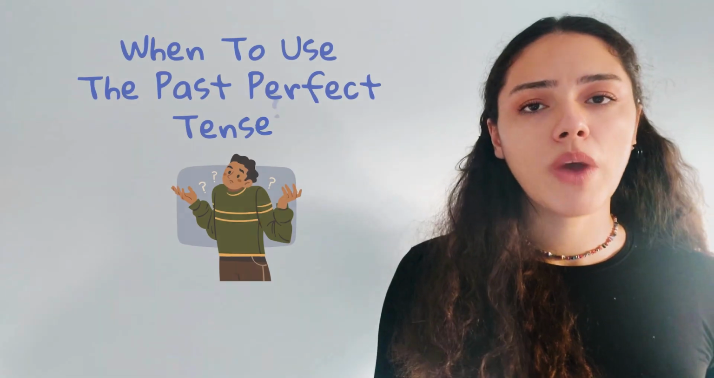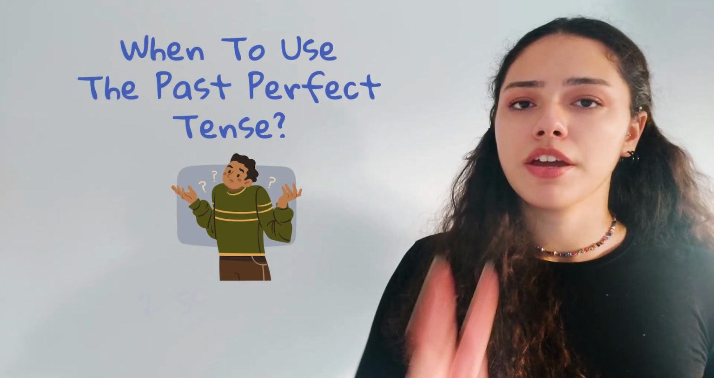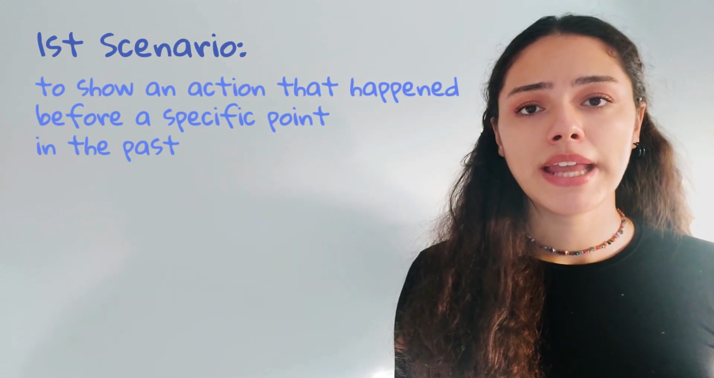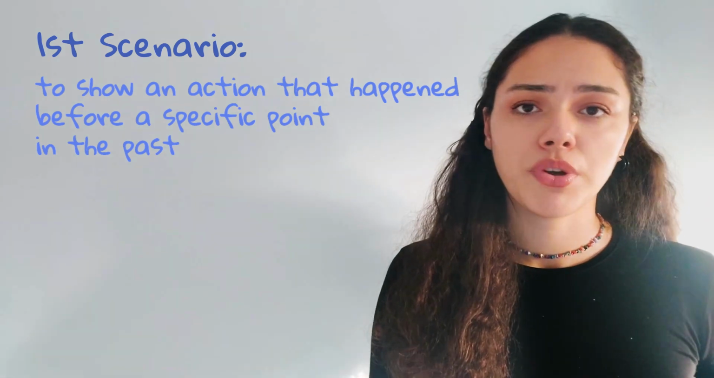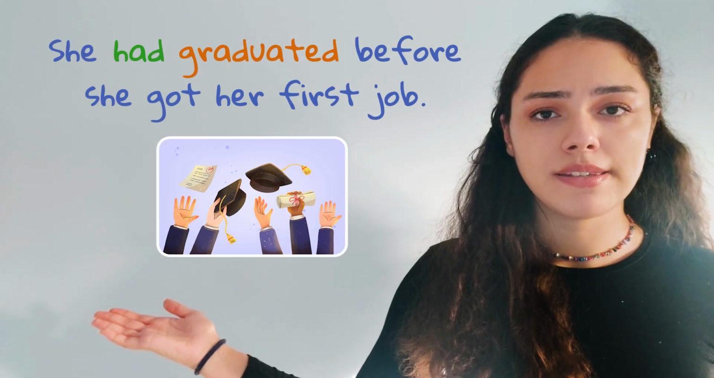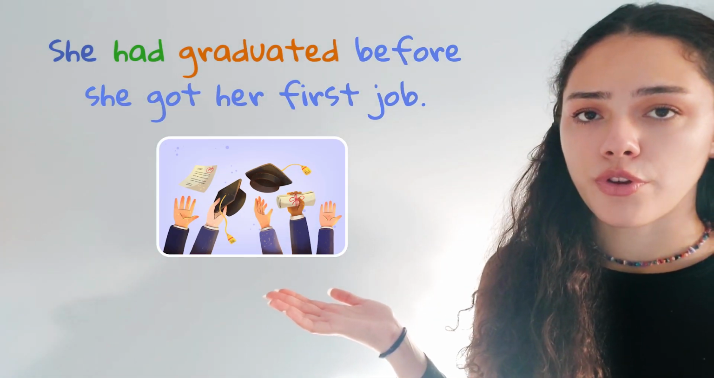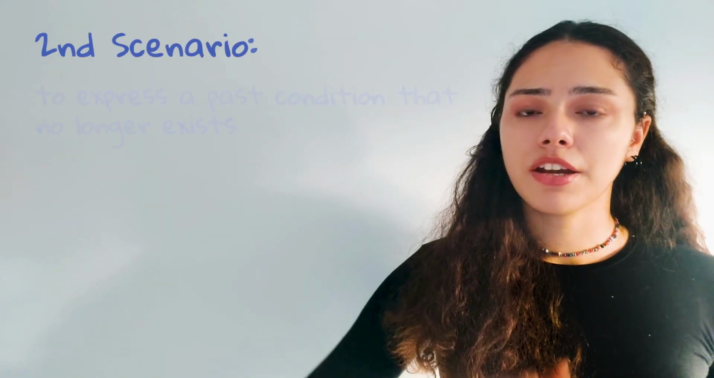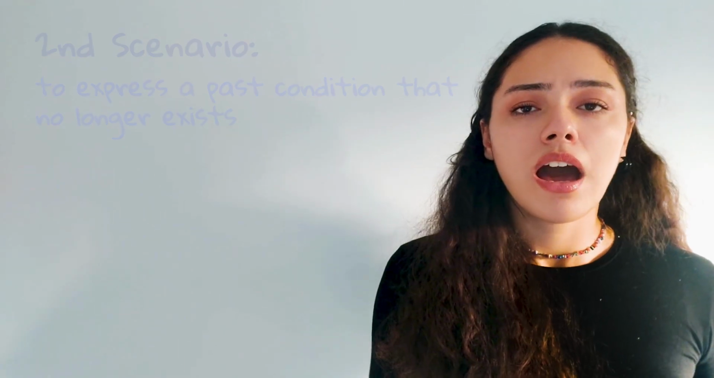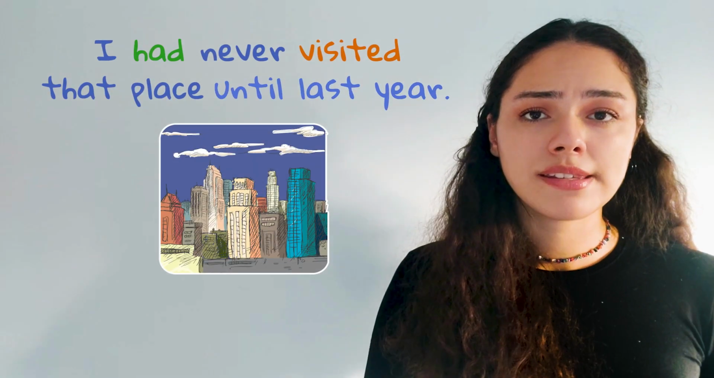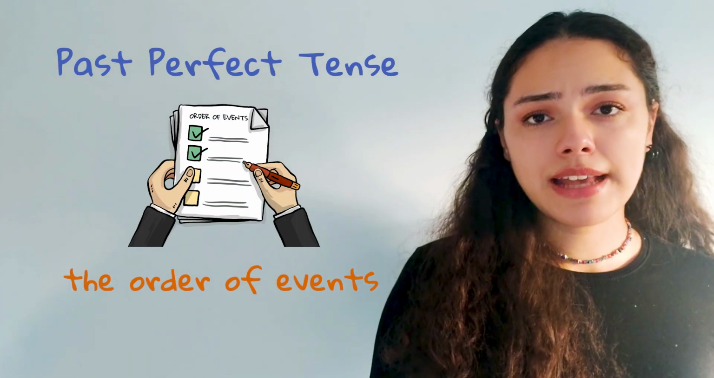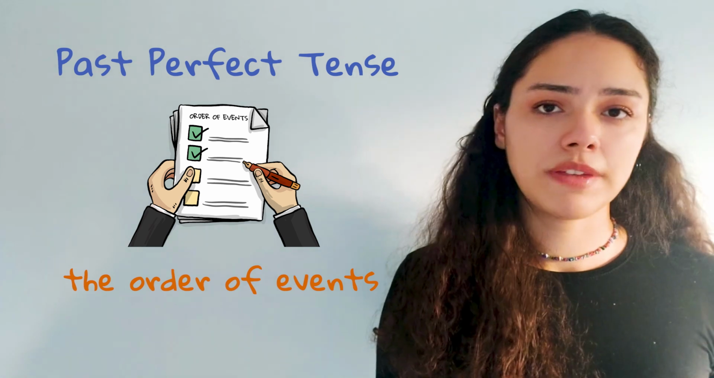Now, let's talk about when to use the past perfect tense. There are two primary scenarios. The first scenario is to show an action that happened before a specific point in the past. For example, she had graduated before she got her first job. The second scenario is to express a past condition that no longer exists, like I had never visited that place until last year. In both cases, the past perfect tense helps us understand the order of events.